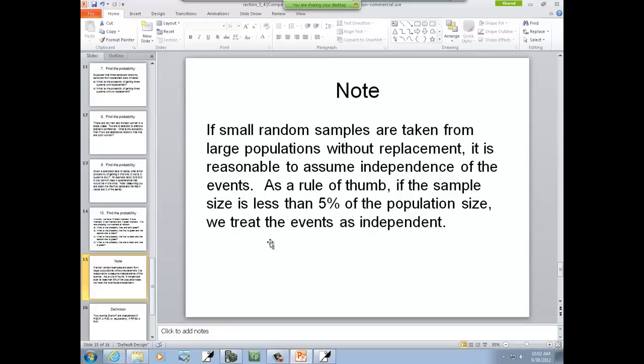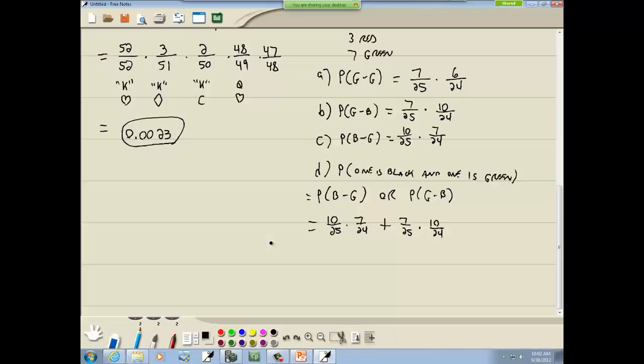Now, we have a note here. It says if small random samples are taken from large populations without replacement, it is reasonable to assume independence of the events. As a rule of thumb, if the sample size is less than 5% of the population size, we treat the events as independent. What is that saying? Okay.